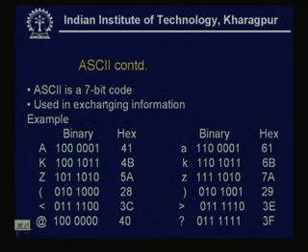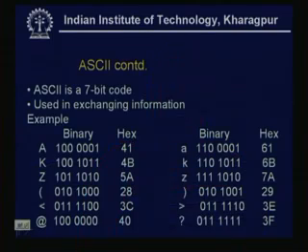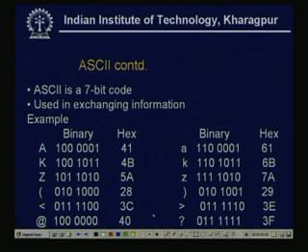See, ASCII is a 7-bit code normally used in exchanging information. In our keyboard, when we press A, immediately it is converted to a 7-bit binary number. This is predefined. Say this, 1000001, is my capital A.